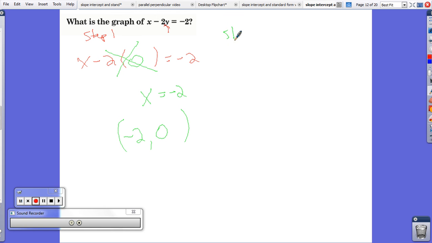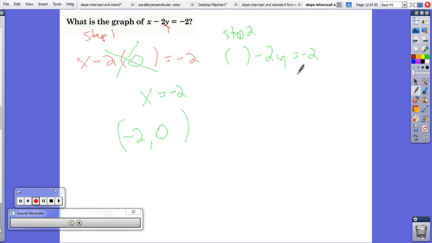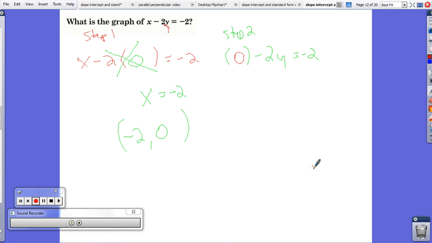Now I'm going to go over here to step 2. And now I'm going to put in 0 for x and solve for y. So I put in 0 here for x, right?